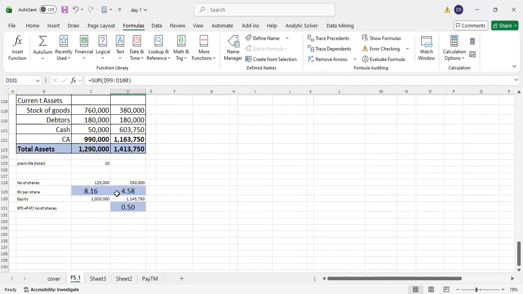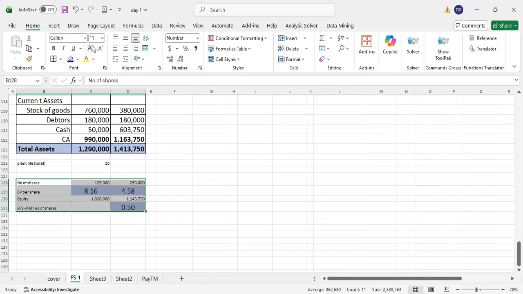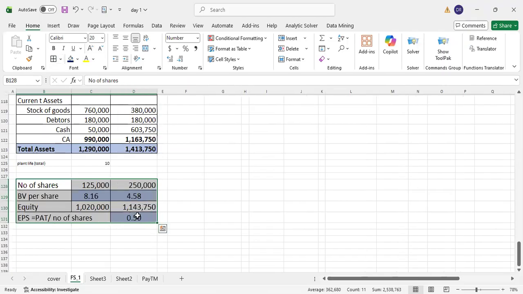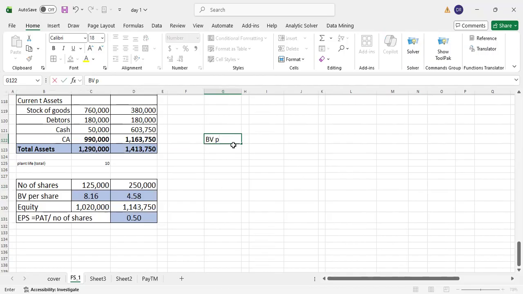Therefore, we can see the book value per share has also decreased. But why did the book value per share decrease here? When there is no change in equity, the number of shares increase, therefore the book value per share has gone down. We know that the book value per share is equal to equity divided by number of shares.